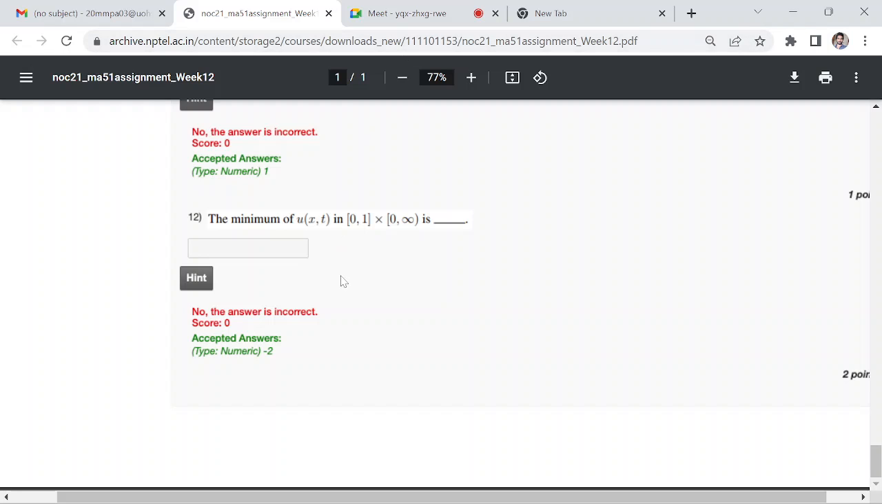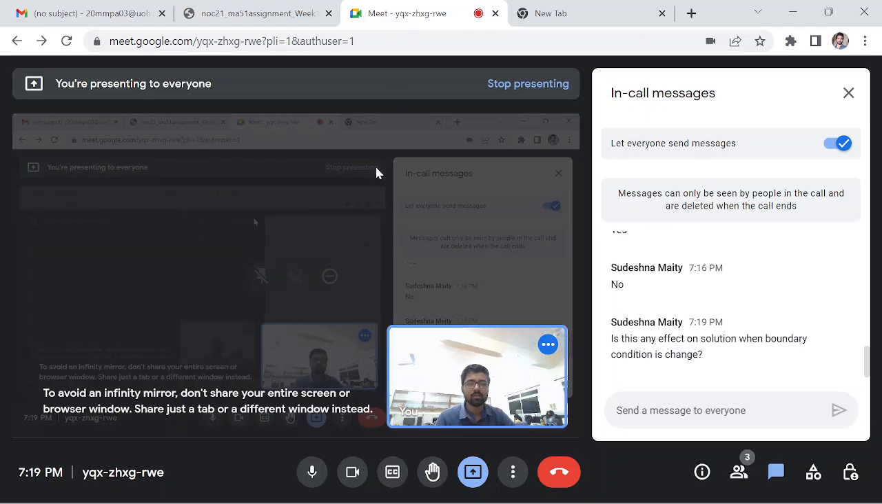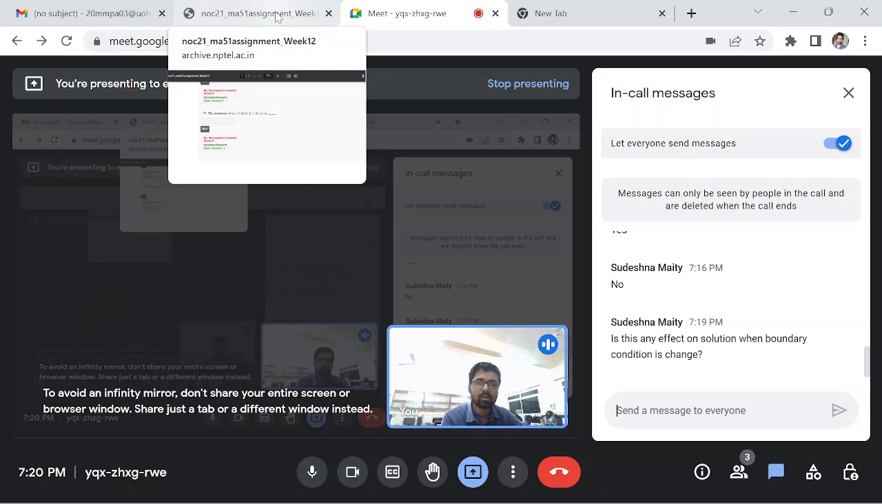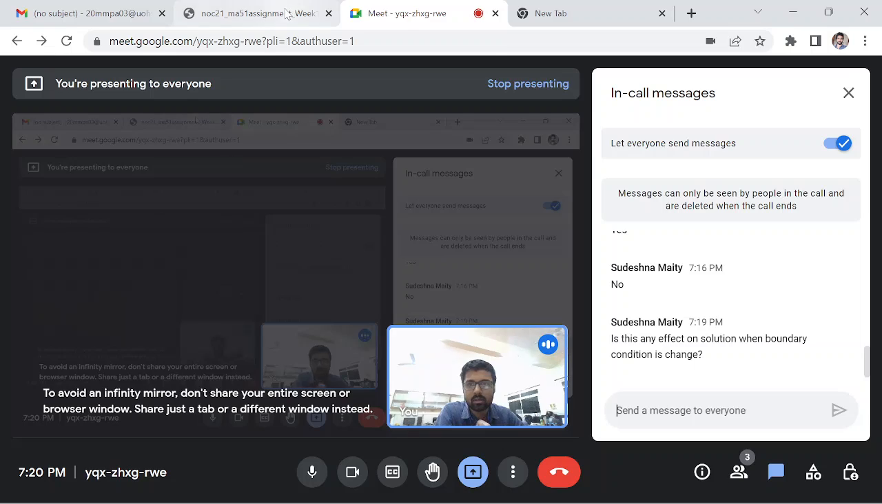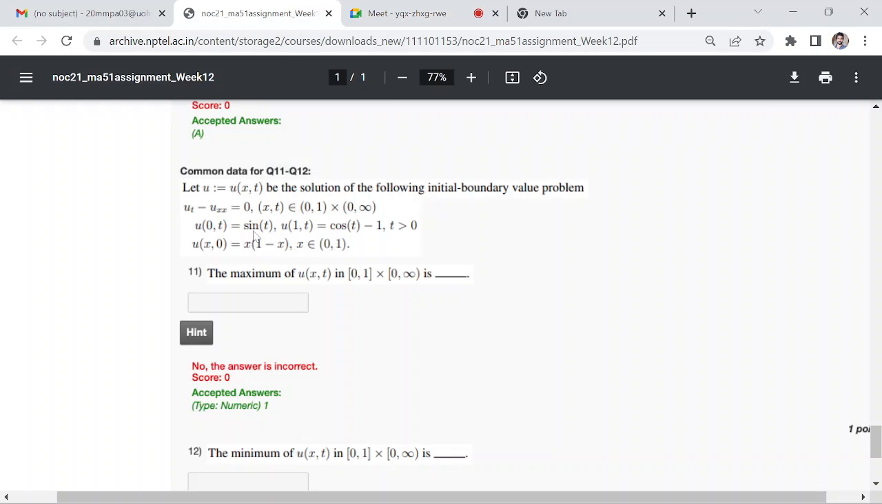So if these questions are over, you have one question: is there any effect on the solution when the boundary condition is changed? No, actually there is no effect on the solution, because the maximum and minimum values attain on the boundary only. If you change the boundary condition, that means you are changing these functions sin t, cos t minus 1 and x into 1 minus x. If you are changing them, then your maximum and minimum values also change.